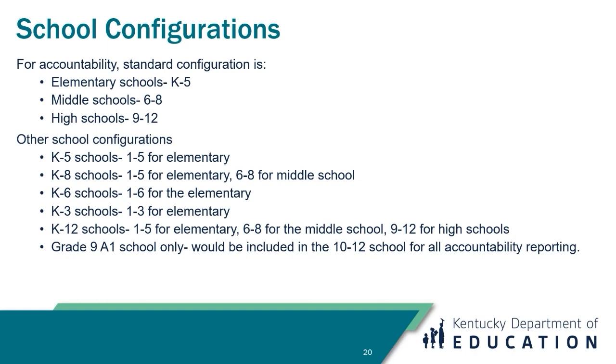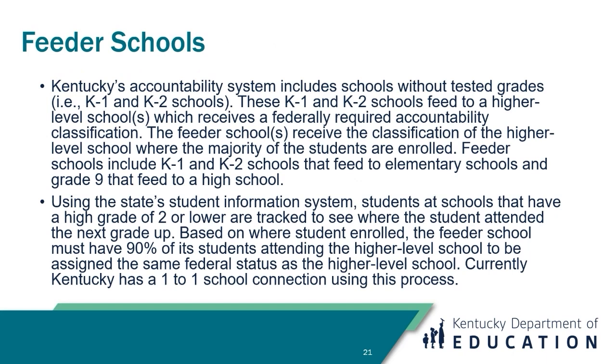A unique case arises for schools that only offer ninth grade, labeled as A1 schools. For accountability reporting, they'd be folded into the broader 10 to 12 school configuration. It's crucial to grasp these configurations since they underpin many of our accountability decisions and reporting mechanisms. With this understanding, we can ensure a consistent approach across all school types, regardless of their unique setups.